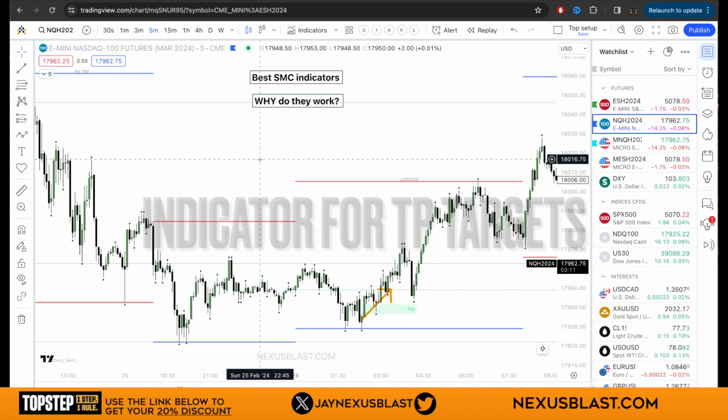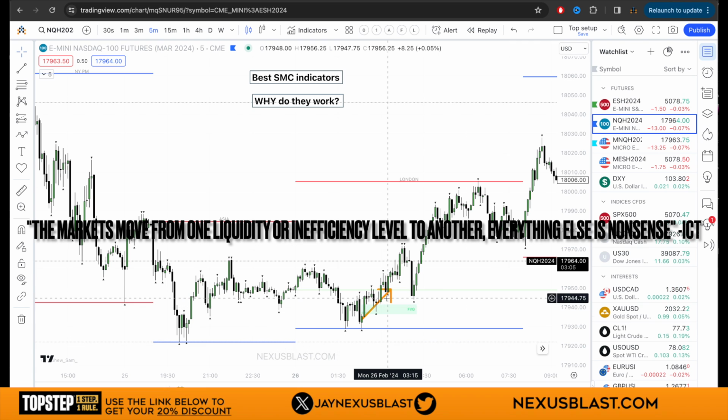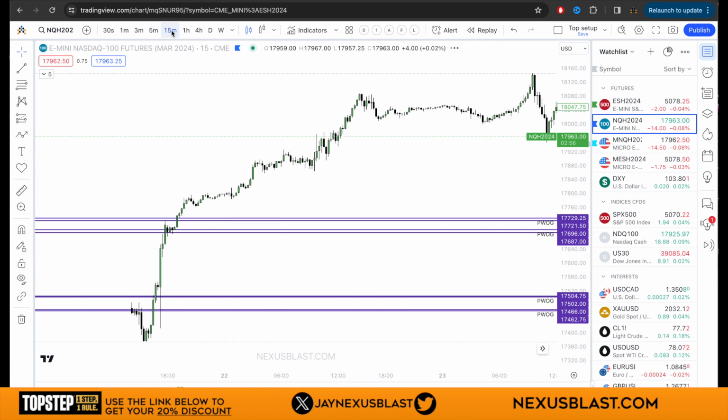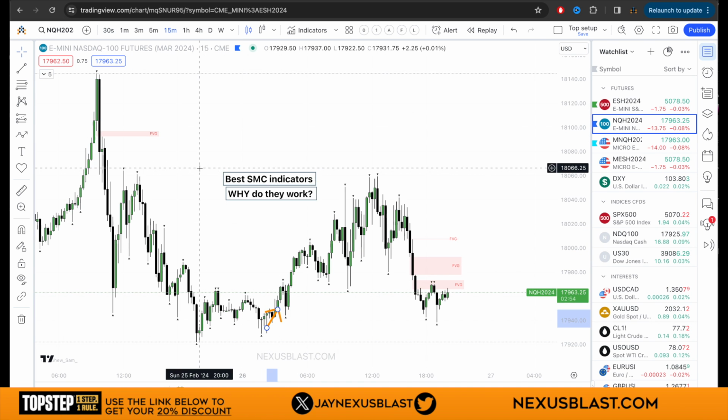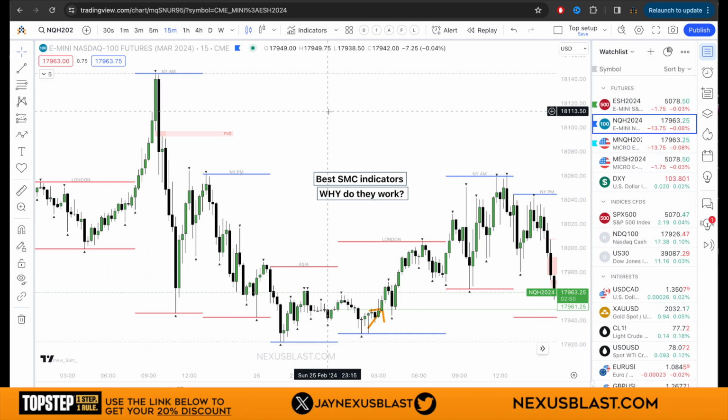Indicator for take profit targets. Reaching a smart money destination. The markets move from one liquidity or inefficiency level to another, that's all. Everything else is nonsense. And those are ICT's words. You should already have chosen an indicator for high time frame liquidity level sweep, one for swings and one for fair value gaps.